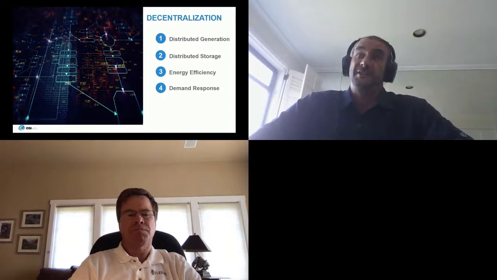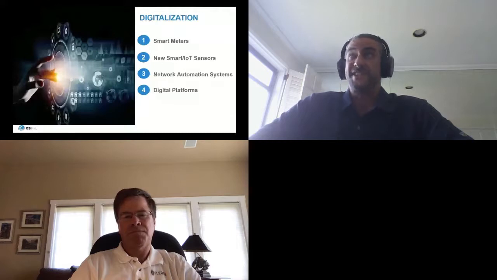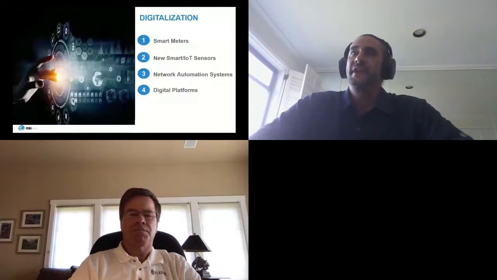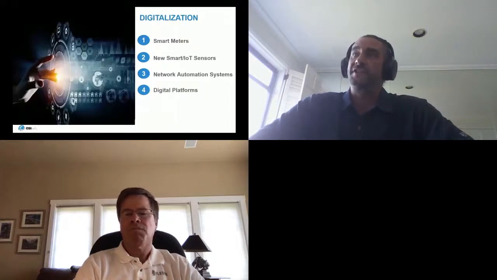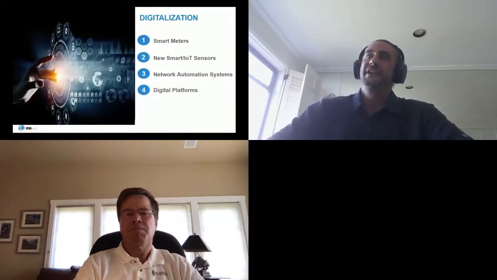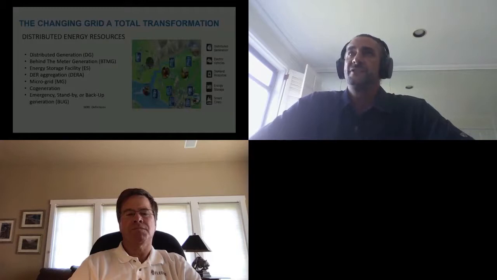Digitalization includes advancements in technology to enable flexibility and data collection. The number of smart devices and sensors is exploding, requiring device management solutions and security at scale. Network automation systems include distribution management systems, or DMSs, advanced distribution management systems, ADMSs, and DERMS, distributed energy resources management systems. New digital platforms add new functions like blockchain and other technologies like SCADA as a service. Change is here and it keeps coming. Next slide, please.